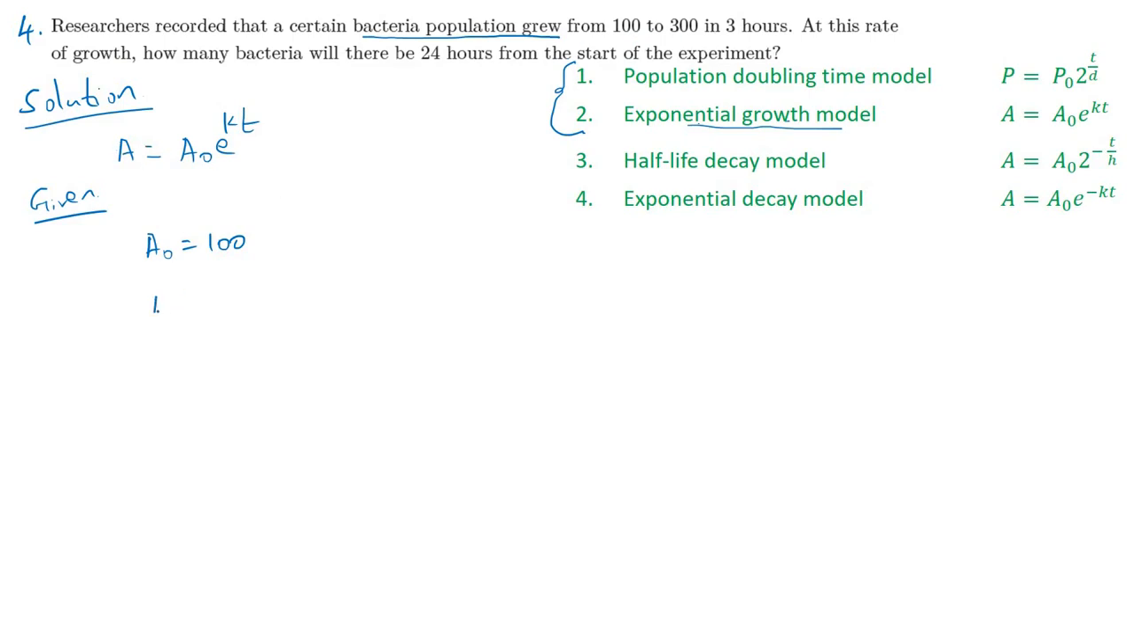That means A is given. What is the final one? It is 300. You understand? In how many hours? It is time t. Time is 3 hours, t equal to 3 hours. There are 2 times: here it is 3, here it is 24. What are they asking? In 24 hours, how much will it go? Now, what is the value for K?